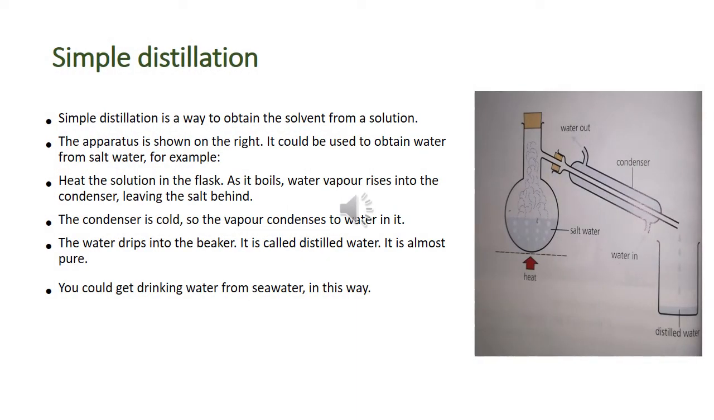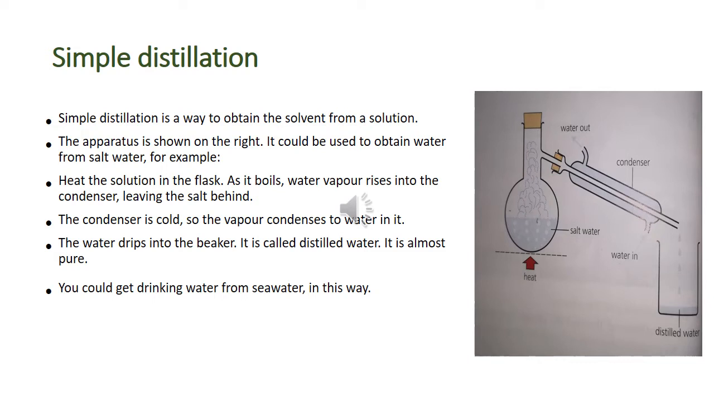Simple distillation is a method used to obtain the solvent from a solution. The apparatus is shown on the right. Please look at the figure. It could be used to obtain water from salt water. For example, heat the solution in the flask. As it boils, water vapor rises into the condenser, leaving the salt behind.